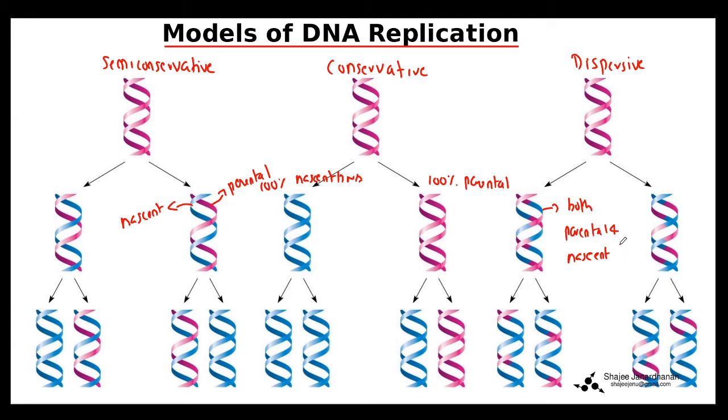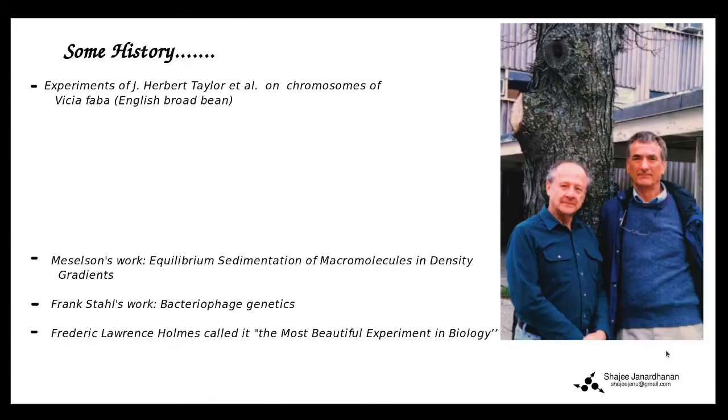The conservative model says that there is 100% conservation of the nascent and parental DNA between the daughter duplexes. Semi-conservative says that there is only 50% conservation. That means in each daughter duplex, one strand will be parental and the other will be nascent. Whereas the dispersive model says that it is random inheritance. That means each strand will contain both parental as well as nascent DNA.